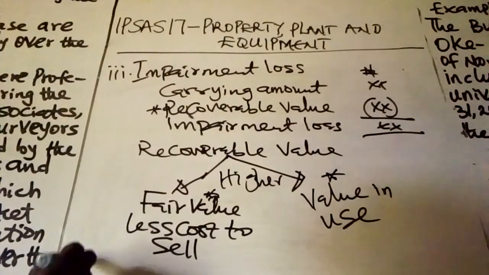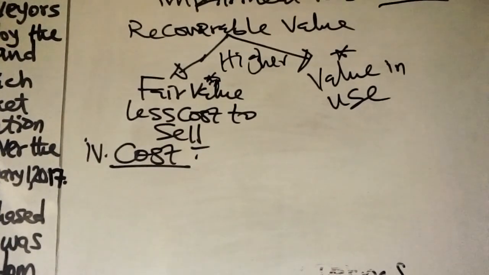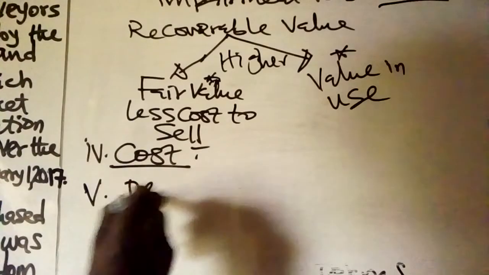Number 4 is cost. Cost of an asset. Cost is the amount of cash or cash equivalent paid and fair value of the other consideration given to acquire an asset at the time of its acquisition or construction. So that is cost.